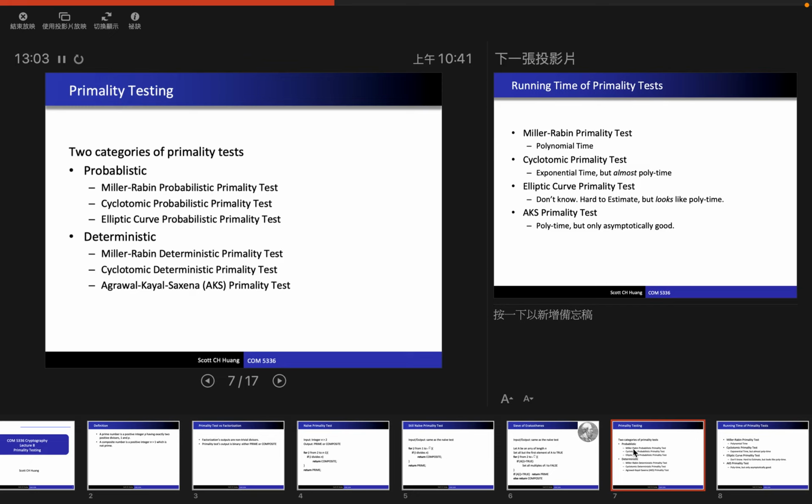Deterministic is much better, right? It gives a definite answer, yes or no. However, with these two kinds of algorithms, we can easily guess that the probabilistic ones must be faster, and the deterministic ones must be slower. Because the deterministic one gives you a definite answer, yes or no, usually it is slow.